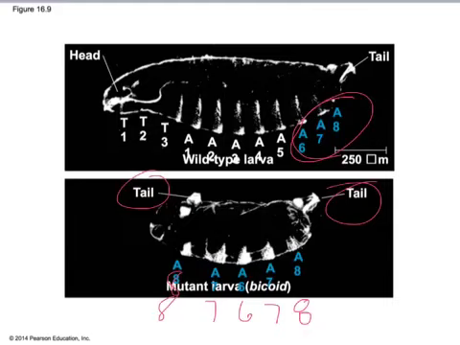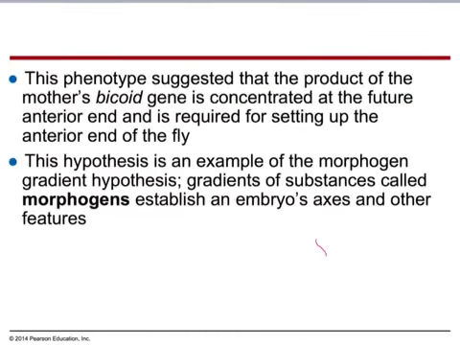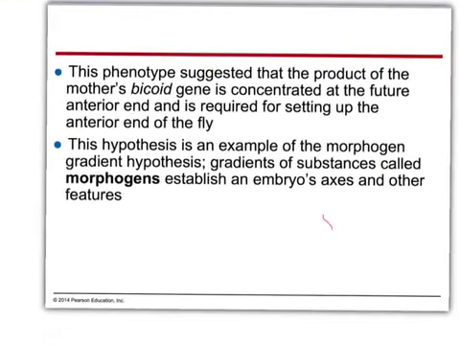Because now I have too much bicoid at both ends. The absence of bicoid is important for the development of the posterior portion. Okay? So if you have bicoid on both ends, it's going to end up causing a head-head formation. All right? So this suggests that the product of the mother's bicoid gene is concentrated at the future anterior end and is required for setting up the anterior end of the fly.